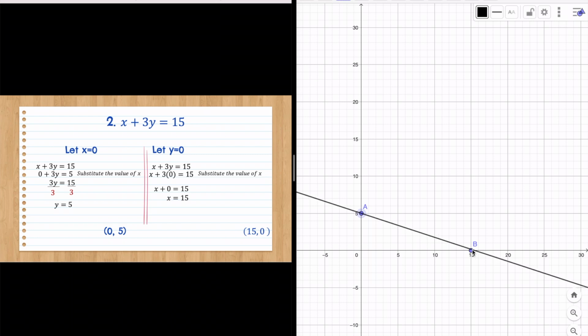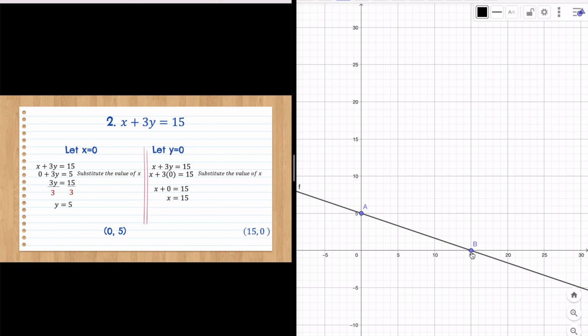And then, you have your graph already. So, again, dapat may arrowhead yan. May arrowhead because the line extends infinitely on both directions. And then, notice yung 2 points natin parehas nasa axis. So, ito nasa x-axis, yung point B. Yung point A ay nasa y-axis.